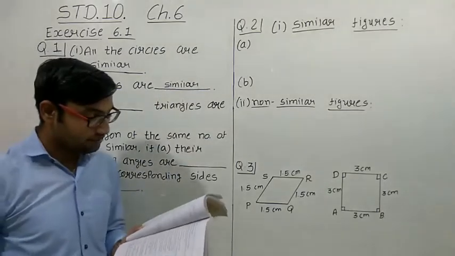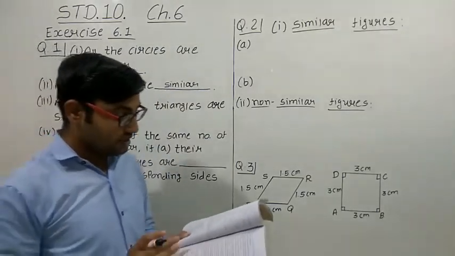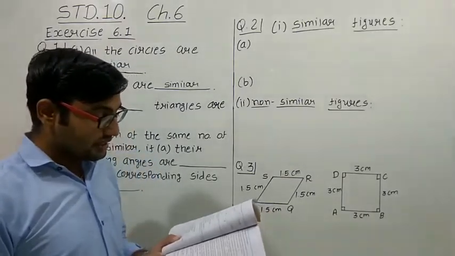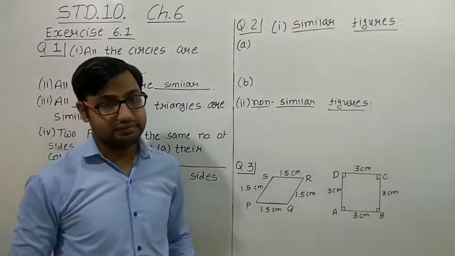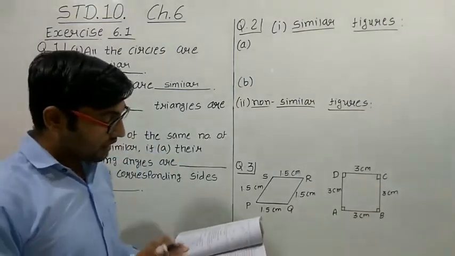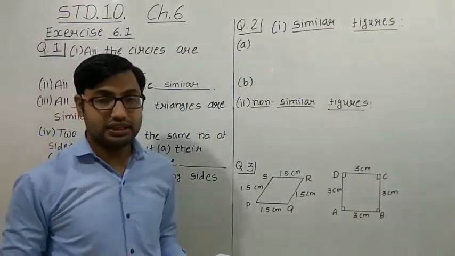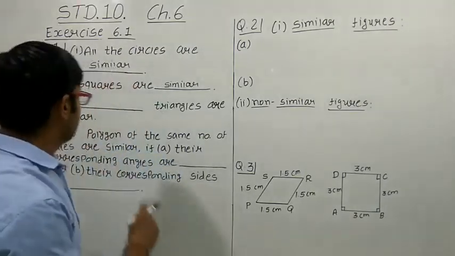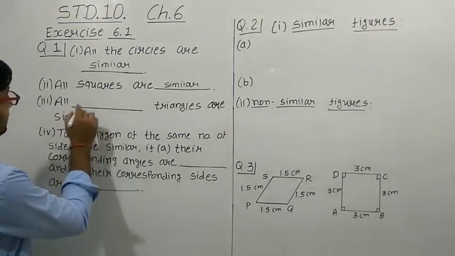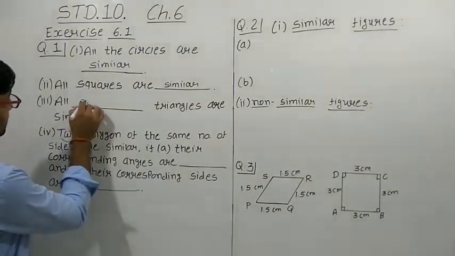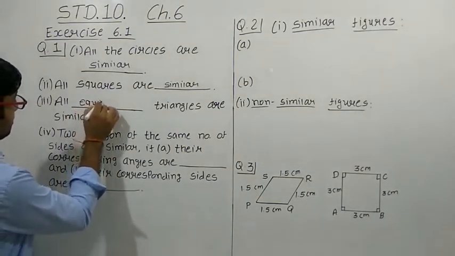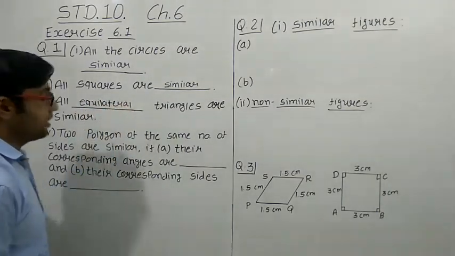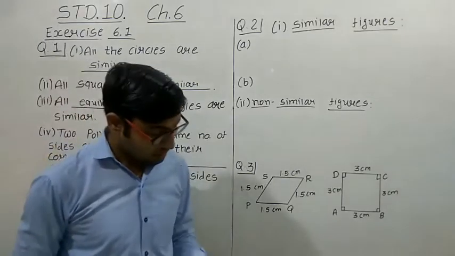The third one is: all blank triangles are similar. Here we have two options, isosceles triangles and equilateral triangles. We are told that all the triangles are similar, but which triangles, isosceles or equilateral? Here we can say that all the equilateral triangles are similar.